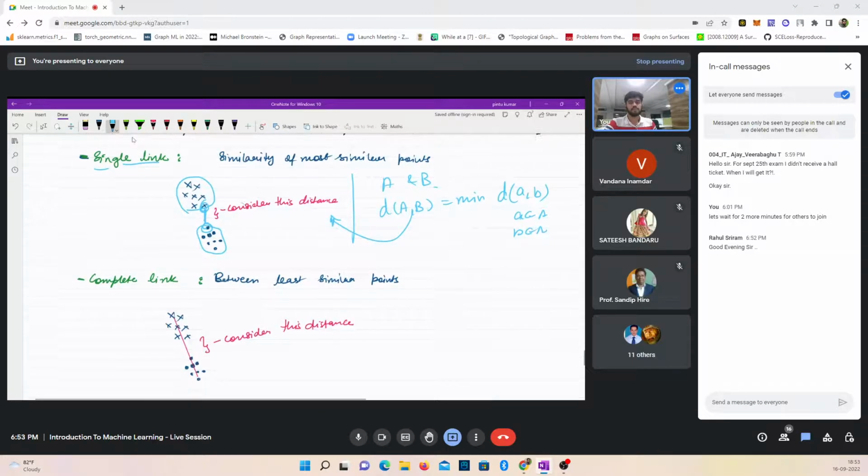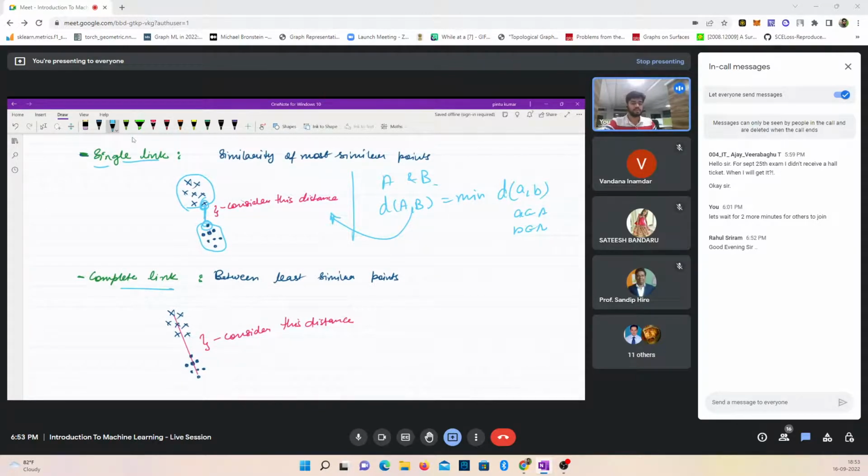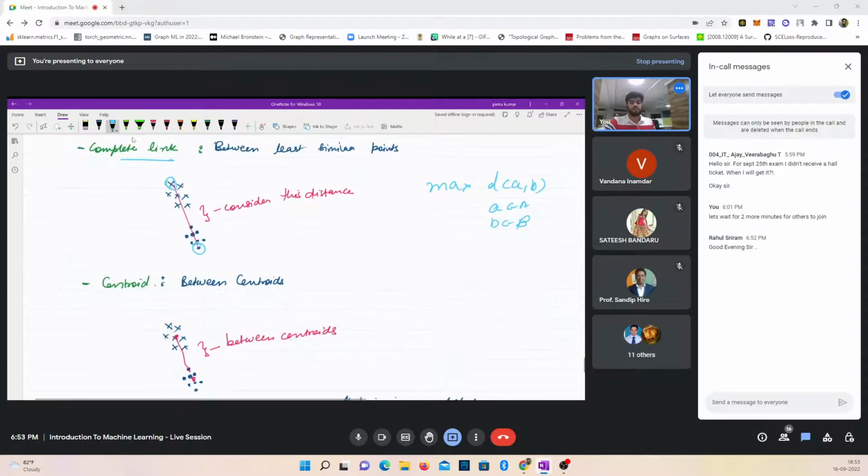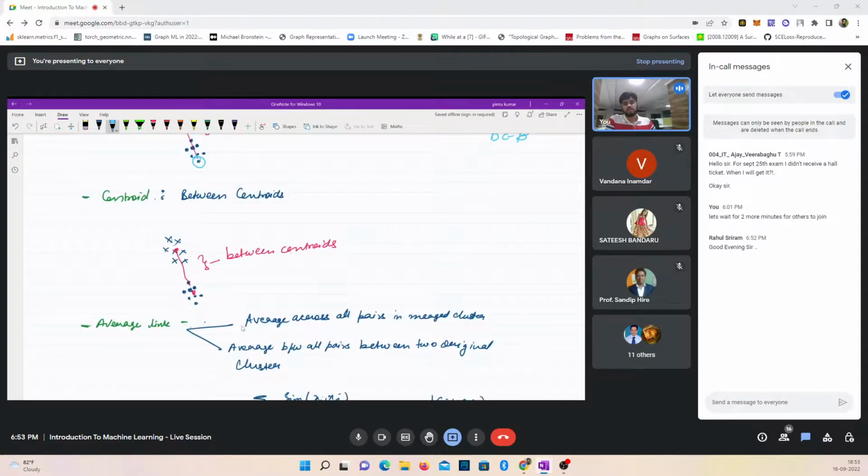The second one is the complete link principle. In this, you take the points which are at a maximum distance apart. So you take distance to be the maximum of distance(a, b), where a belongs to A and b belongs to B. The third one is called the centroid method. You take the distance between the centroids of both clusters. You take the sum and average it out to find the centroid of each cluster, and then you take the distance between these two centroids.